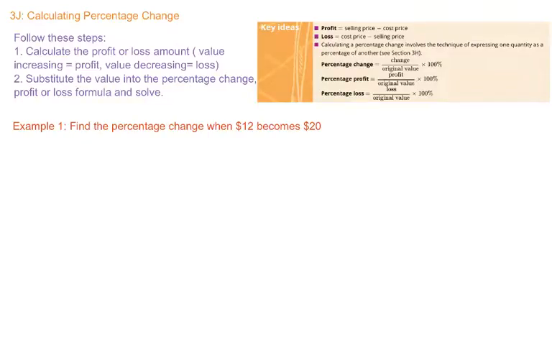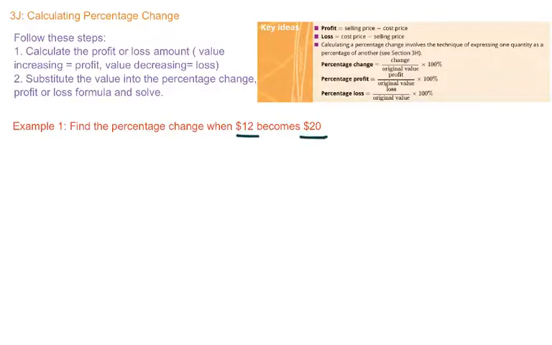Hi guys, so just going over what we did in 3J today in class, and that's calculating percentage change. So we've got the steps we need to follow in purple, and we'll go on with example 1. Example 1, find the percentage change when $12 becomes 20. I like to underline the information that I've got to start with. And let's start with the steps.